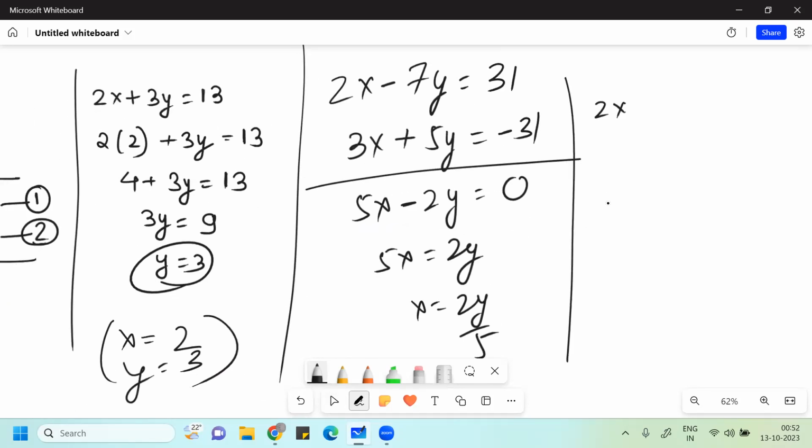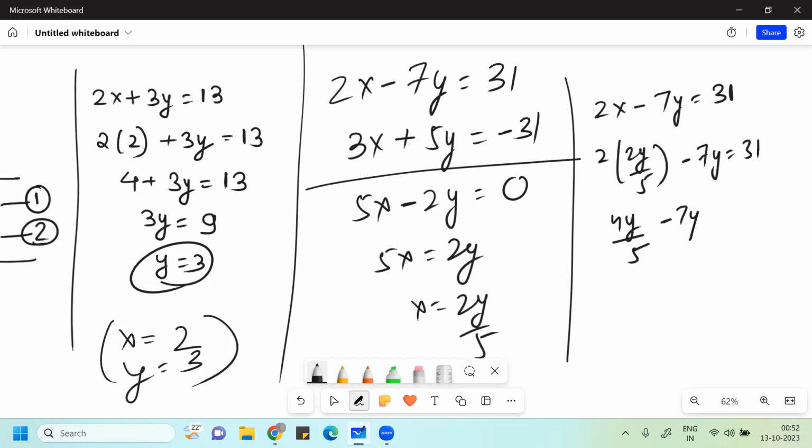I'll consider one equation, 2x - 7y = 31. In place of x, I can write 2 times 2y/5 - 7y = 31. So this is 4y/5 - 7y = 31. Take the LCM, 5 is the LCM. 4y - 35y = 155. Okay, so very easy.